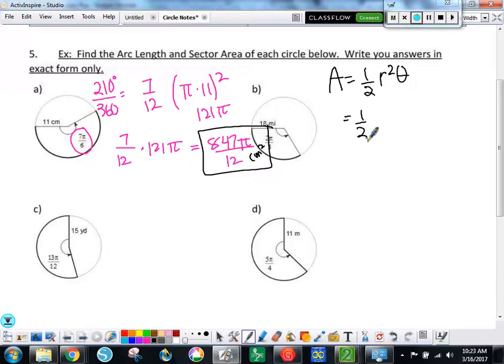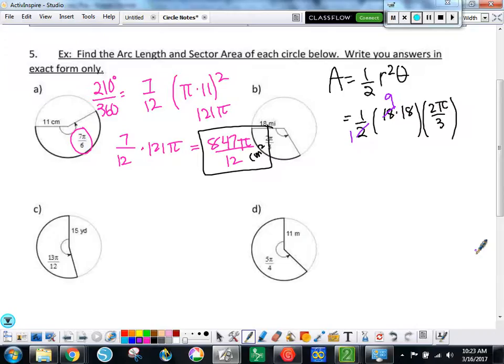So 1/2, what's R in this case? 18. I'm going to say 18 times 18. And what's theta? 2 pi over 3. The reason I broke it out so it's 18 times 18, I hope that helps me simplify things. Looking at this first 18 and the 2, do they have anything in common? A 2? So divide that by 2, you get 1. Divide that by 2, you get 9. Looking at either the 9 or the 18, it doesn't matter. Do either one of those have something with a 3? Yes.